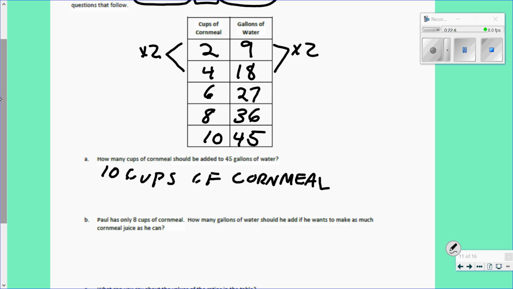Should we show the word twice? Show the word twice, and then show the once. Oh, up here? Yeah. Okay.